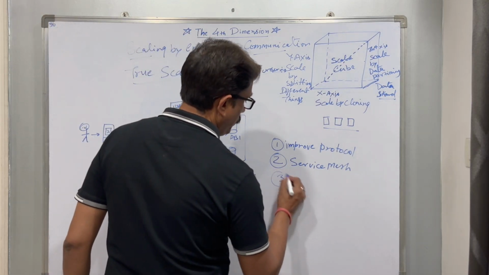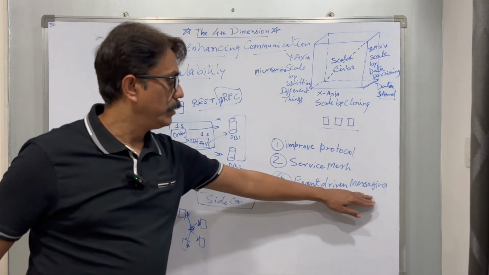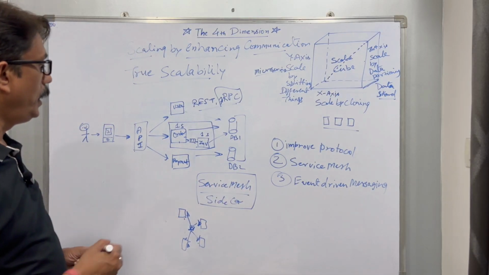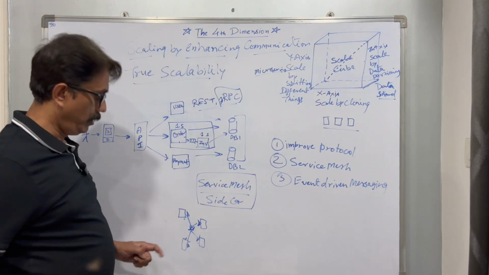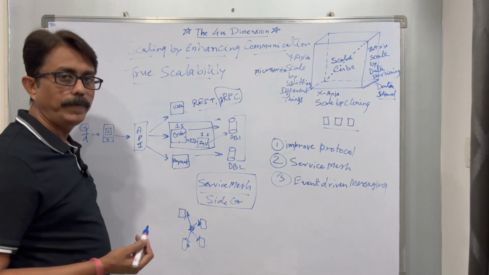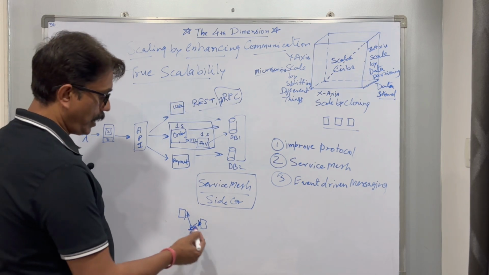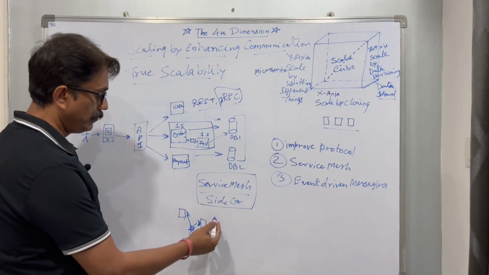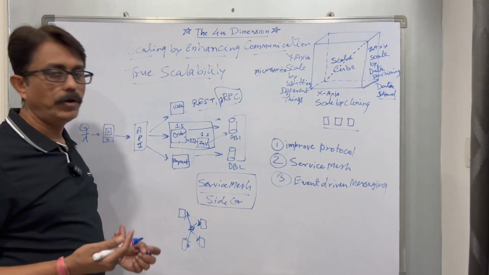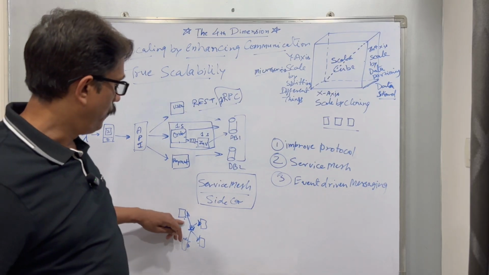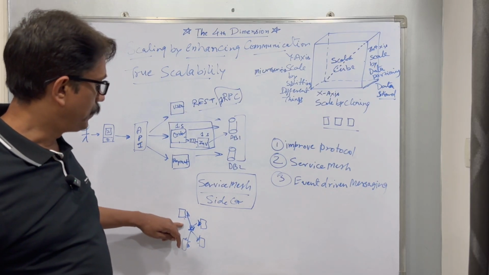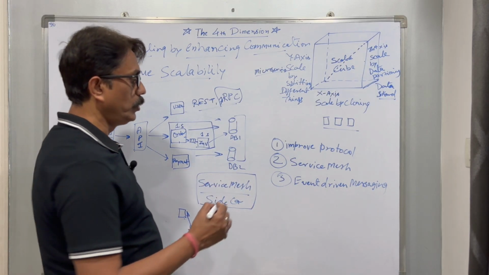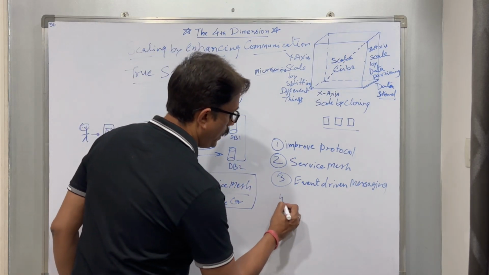What is the third one? So we can follow event driven messaging, where we can communicate between services using a kind of pub sub pattern, or using an event grid or something, by which we can publish and subscribe to the event, and that way we will be able to scale our system.